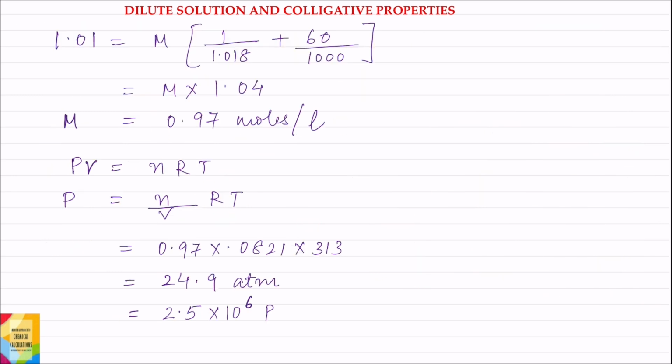Putting the value of molality in equation 1 and density. तो density होगी 1.01. This is equal to molarity. Brackets में 1 divided by molality plus molecular weight of solute given है 60 divided by 1000. So 1.01 is equal to molarity into 1.04. Solving, molarity की वैल्यू हो जाएगी 0.97 moles per liter.